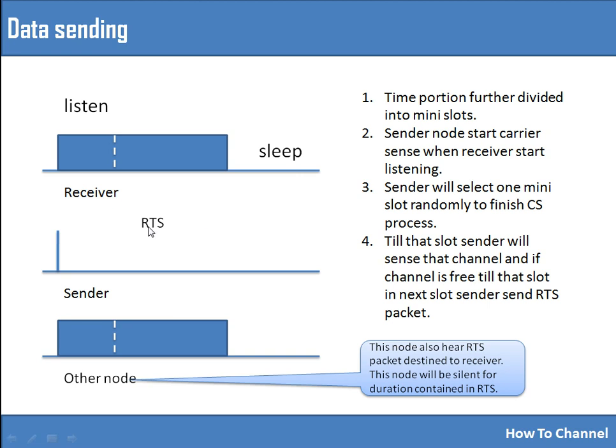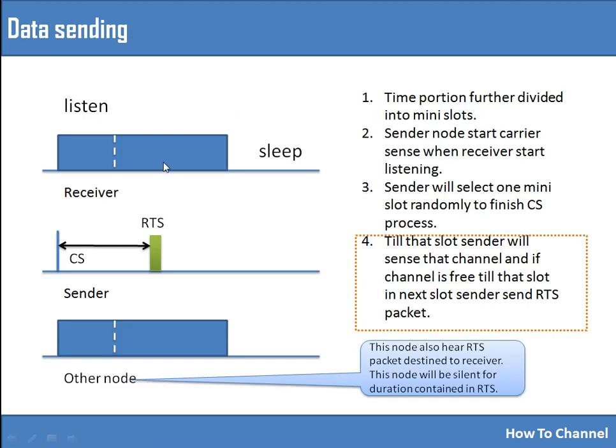So here we have the sender, this is the sender, this is the receiver, and let's say this is another node which will hear a packet from the sender. So what the sender will do, the sender will sense the channel. Here this listen duration is divided into two parts, and the sender can send data only in this portion. This listen time is also divided into mini slots. The sender will select one random mini slot, and will keep on sensing till that slot. If it finds it free, it sends data in the next slot. So this data is the RTS packet. This packet will be sent to the receiver.